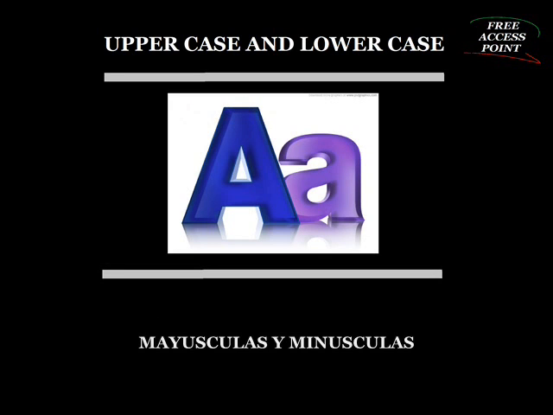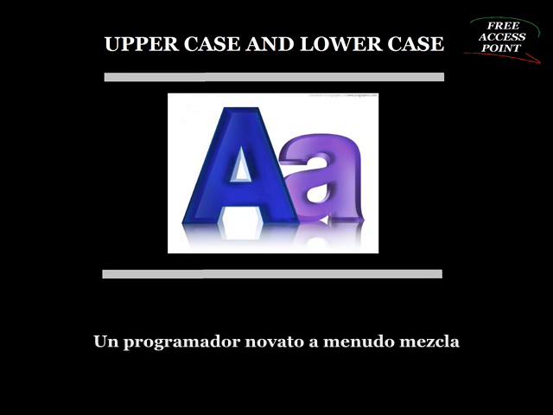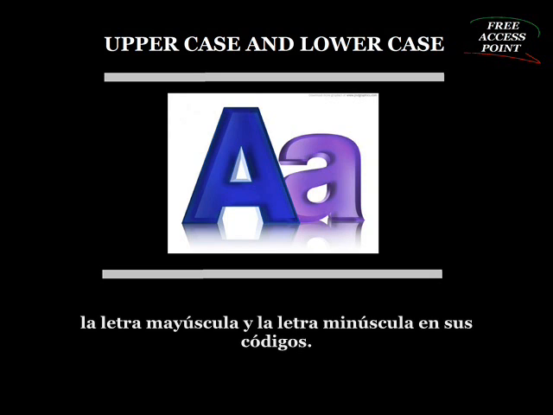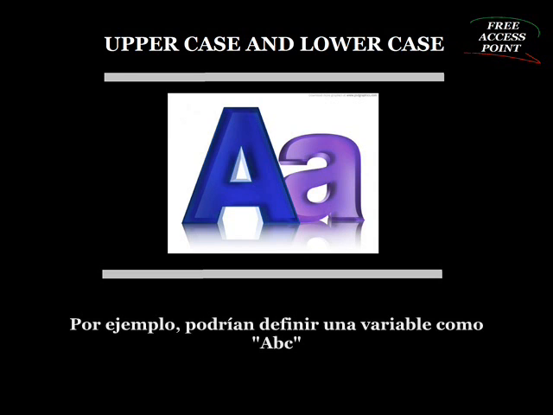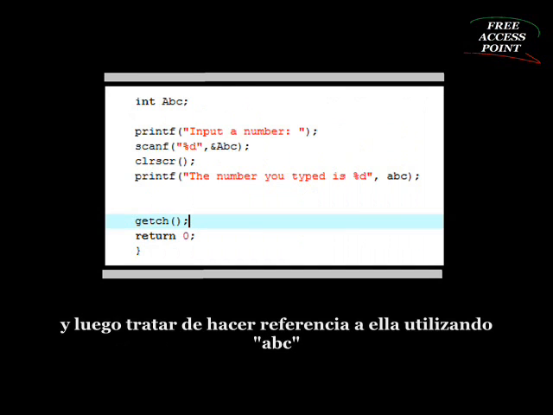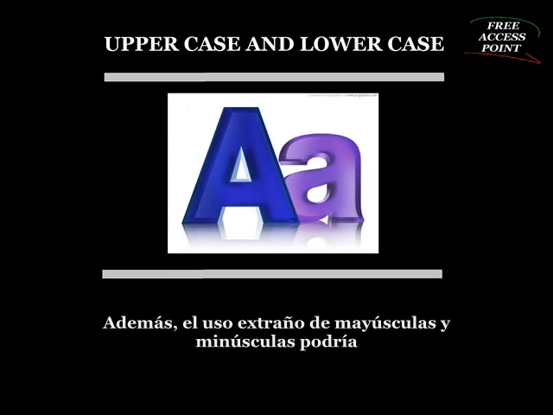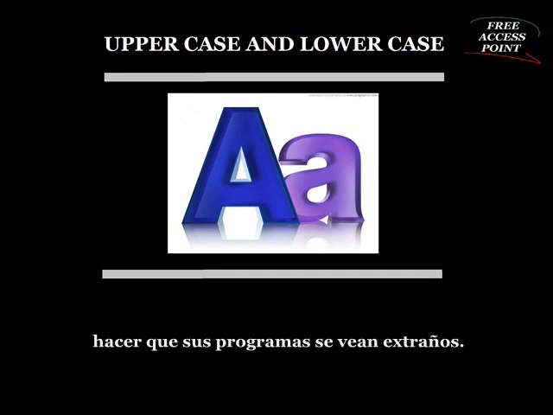Uppercase and lowercase. A rookie programmer often mixes up uppercase and lowercase letters in their code. For example, they could define a variable as ABC and then try to reference it using ADC. Also, the weird use of uppercase and lowercase letters could make your programs look odd.